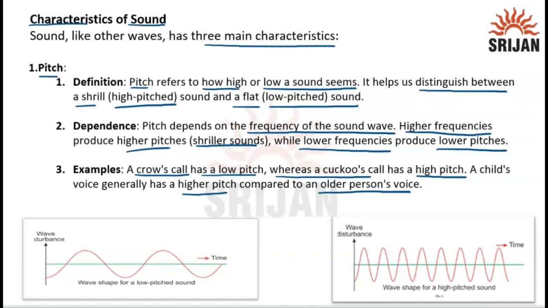So these are the two graphs that depict the high pitch and low pitch sound. This is a low pitch sound because frequency is what? The number of cycles covered in time. Here the number of cycles covered in time is less, so this is low frequency, and here the number of cycles covered in time is more, that's why it's a high frequency. So we can say that this is a high pitch sound and this is a low pitch sound.